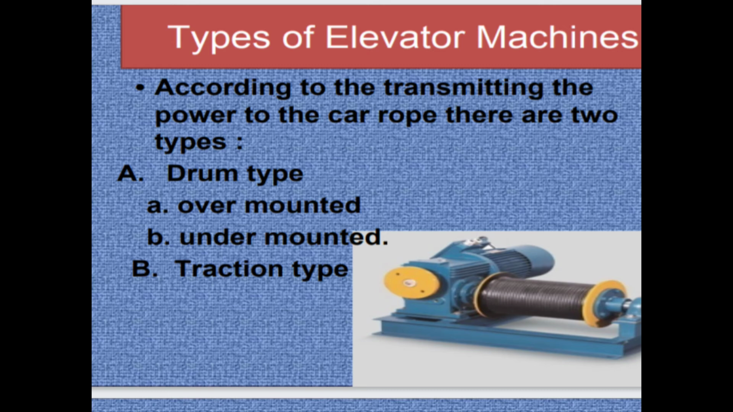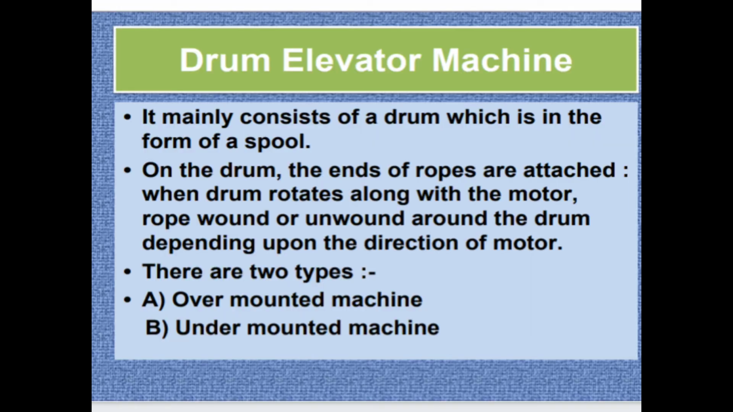So now here we see the drum type elevator machine. It mainly consists of a drum which is in the form of a spool. On the drum, the ends of ropes are attached. When the drum rotates along with the motor, rope is wound or unwound around the drum. Depending upon the direction of motor, there are two types: over-mounted machines and under-mounted machines.